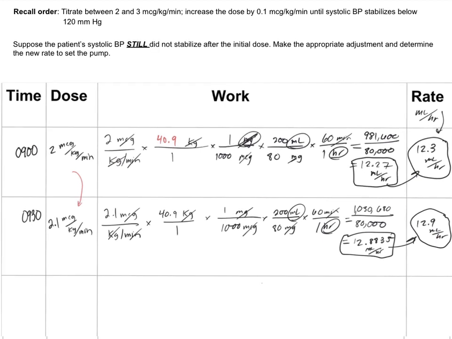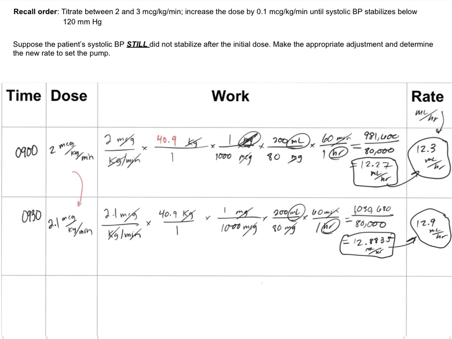So now we're told that we're supposed to assume that the patient's systolic blood pressure still did not stabilize after the initial dose. So we need to make the appropriate adjustment and determine the new rate to set the pump. Okay, this is getting a little bit annoying, right? We're doing the same calculations over and over again. Of course, we want the patient to stabilize. That's the goal of the situation. But with titration, we aren't always guaranteed that that's going to happen.